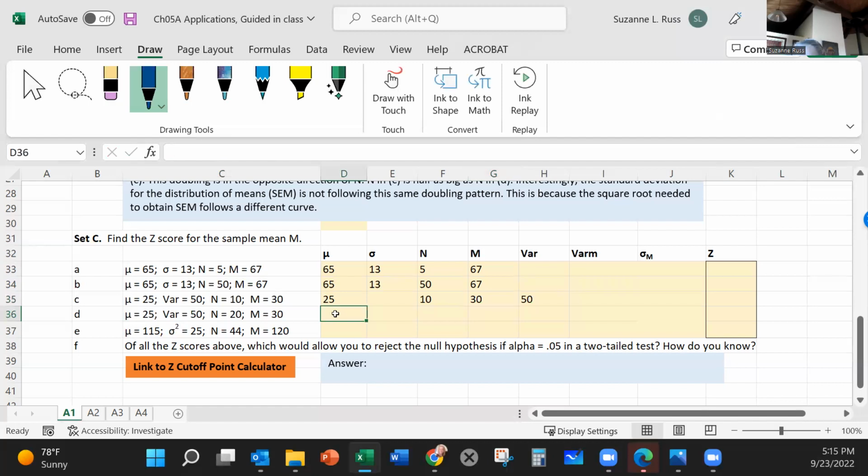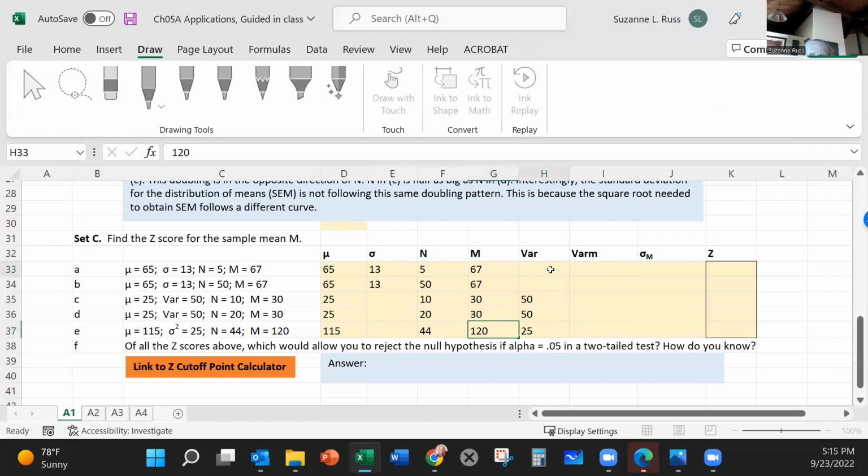Here we have mu is 25, checking carefully, variance is 50 again. N is 20. This is just like the one we had before, isn't it? And M is 30. And our last problem, mu is 115. Variance is 25. I wonder if I recorded that problem correctly. N is 44. And M is 120. So now we're ready to look at our problems.